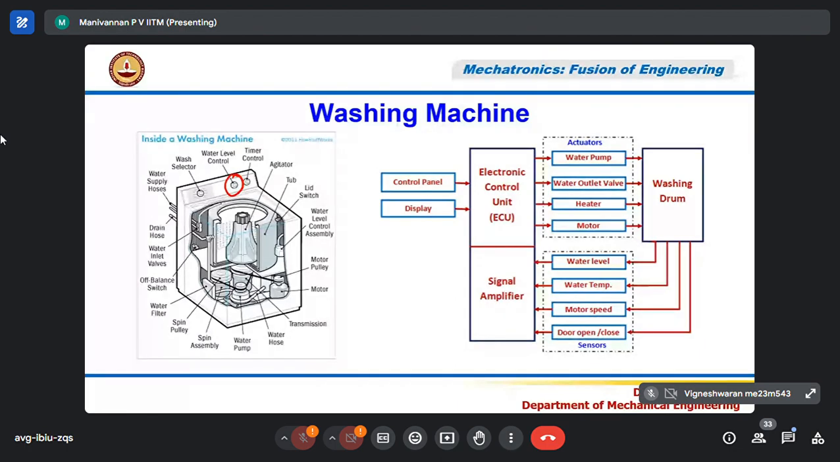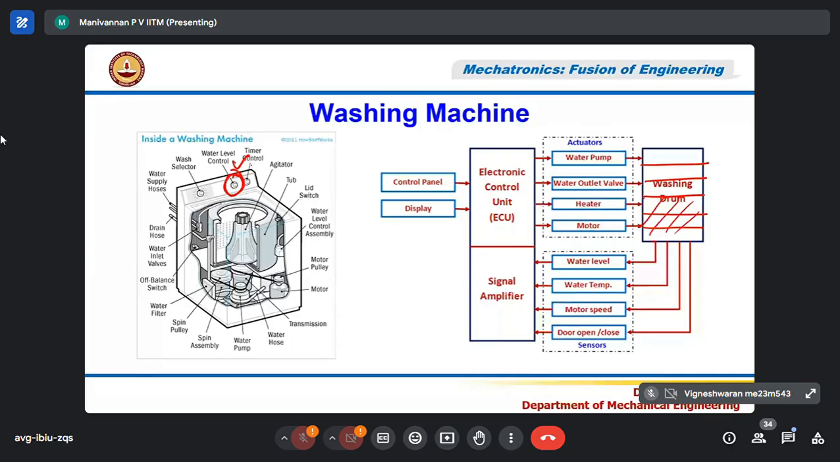So I can select the level, fill only 1/5, to 2/5, 3/5, 4/5, full. Correct? So this is how it goes. I can select here depending on the number of cloths. If I'm washing 4 cloths or 8 or 12 or 16, 20, I can select the amount of water to be filled. Unnecessary water is wasted, so I can select.